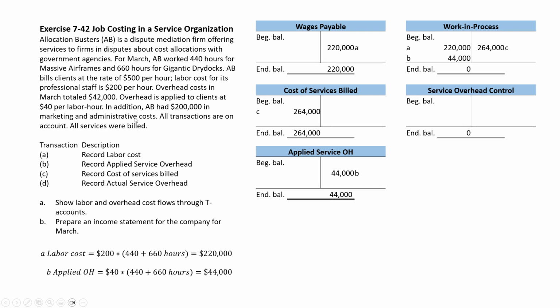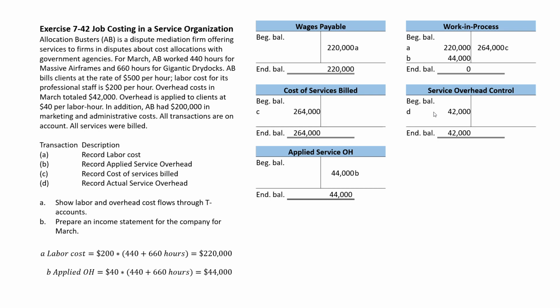So I'm going to go back up to this scenario and look for direction in terms of what those actual overhead costs were, and they identify those as 42,000. So I'm going to debit service overhead control account for the actual cost of 42,000.